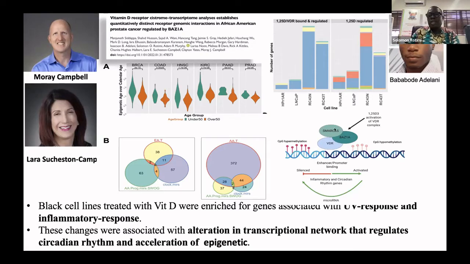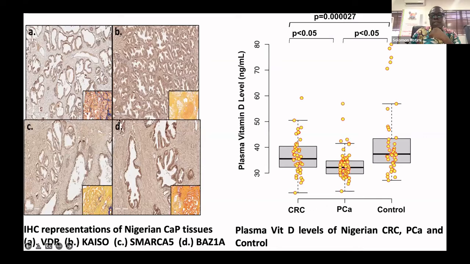And this epigenetic regulation is through the interaction, not just with vitamin D receptor, but with SMARCA1 and BAS1, and those are very important regulators. We used immunohistochemistry to show this is down-regulated, there's no expression of this in Nigerian prostate tumor. And then we looked at the level of circulating vitamin D in the plasma of prostate cancer patients. Of course, we included colorectal patients in that study, and we clearly showed that the median level of vitamin D is lower in Nigerian prostate cancer patients than in the others.